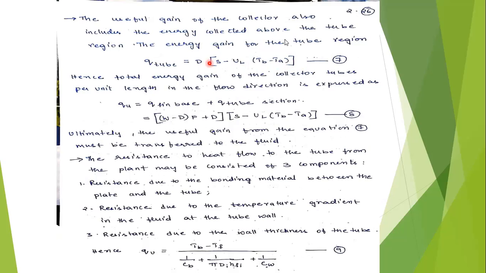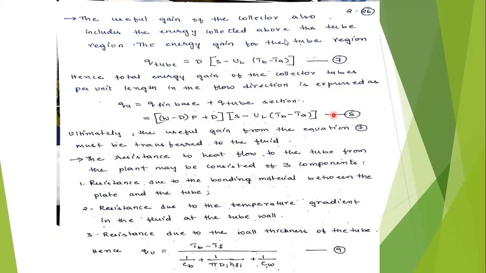So the total energy will be the Q fin base we derived before plus Q tube. The total energy gain of the collector tubes per unit length in the flow direction X is expressed as Qu is equal to Qu fin, the fin base energy, plus the tube section energy. If you combine these two equations, you will get the 8th equation.